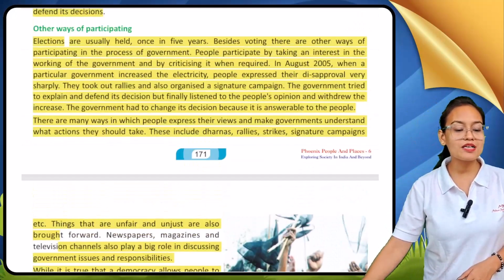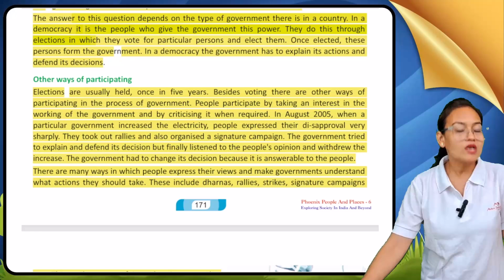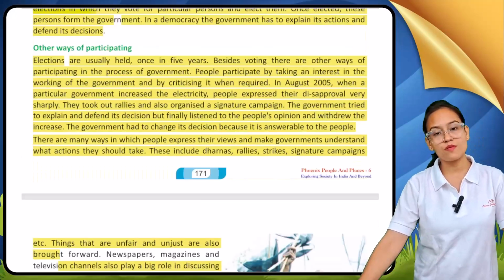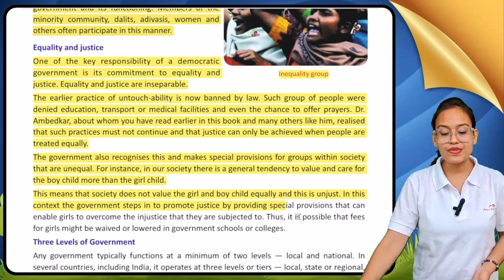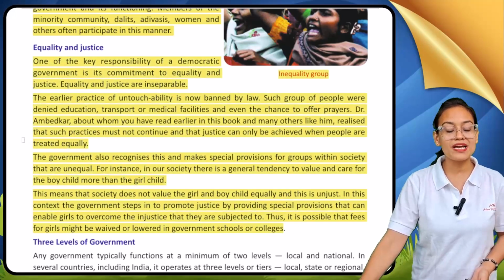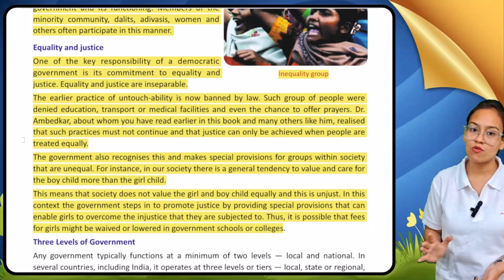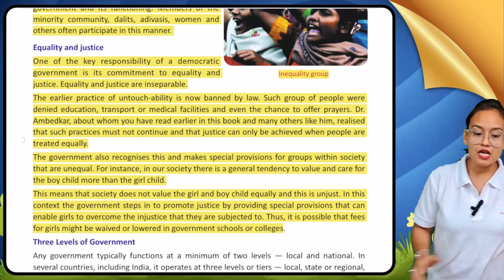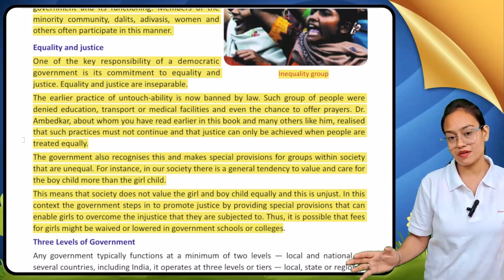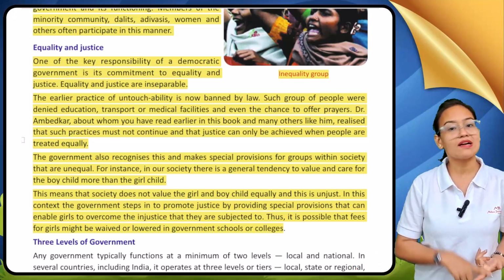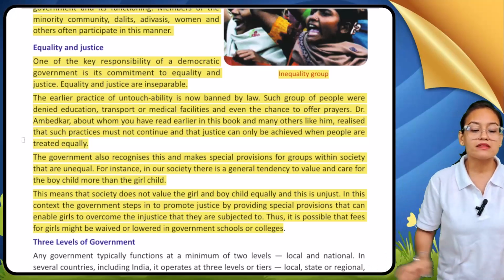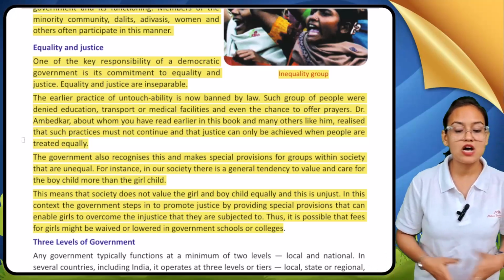So in this way, my dear students, we have seen in what other ways we can participate in forming our government. Now we are going to see equality and justice. Equality and justice are the two major pillars in any democratic form of government. See, equality and justice are inseparable. If you want justice, then equality is a must, and if you want to bring equality, then justice is a must. The earlier practice of untouchability is now banned by law.